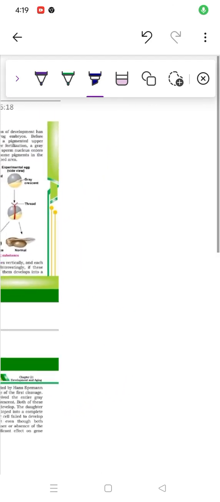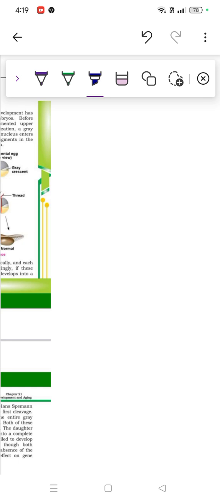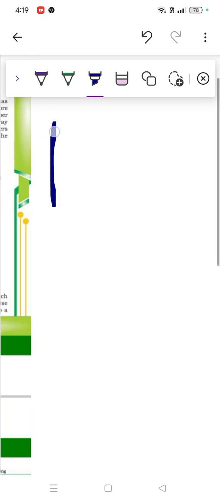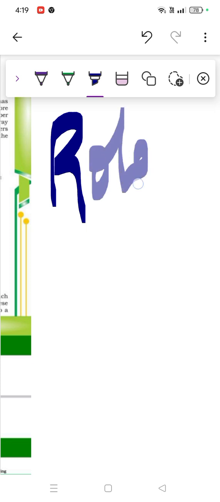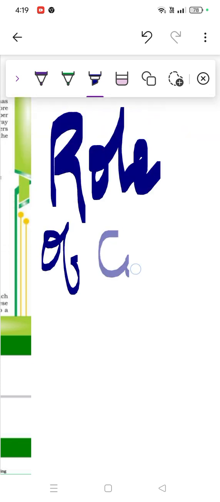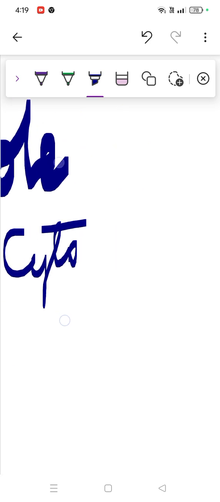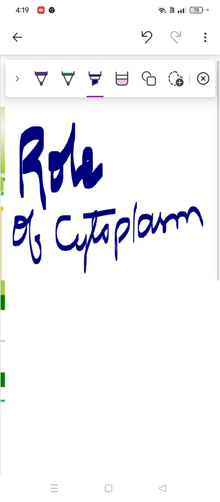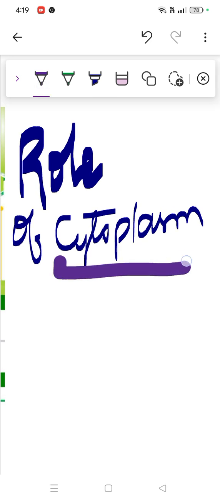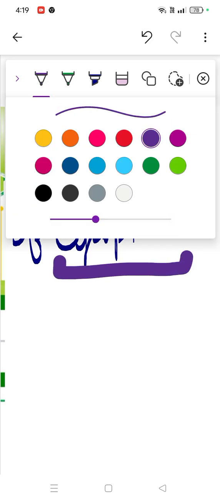So in the last video we were done with the role of the nucleus in development. Today we are going with the role of cytoplasm in development. First thing you should always know is the concept we are going to study, that is the role of cytoplasm.